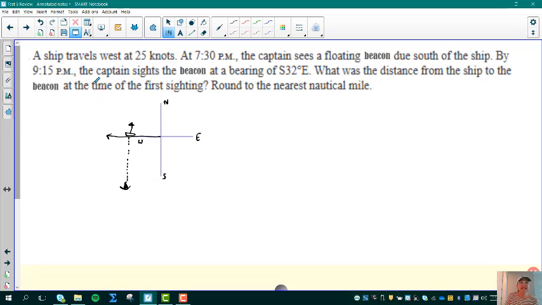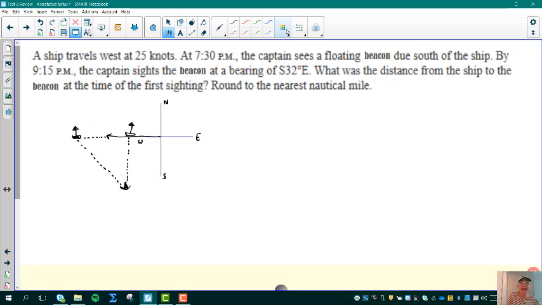By 9:15, the boat's still sailing west. So now the boat has sailed on and it's here. And when the captain looks back at the same beacon, he's got a new bearing on it. So here's the ship, and looking back at the beacon, we've got a sighting of 32 degrees east of south.